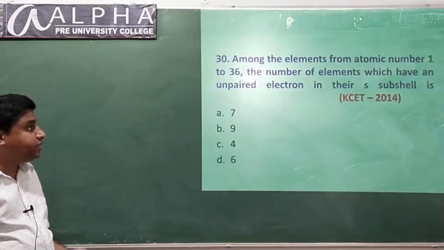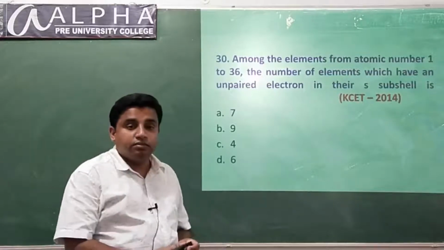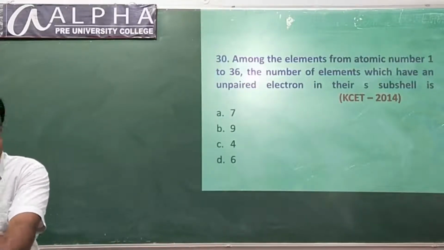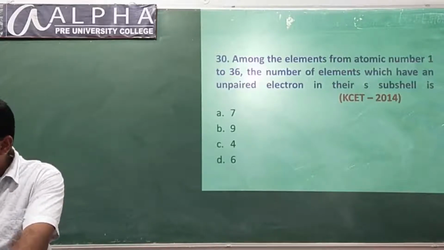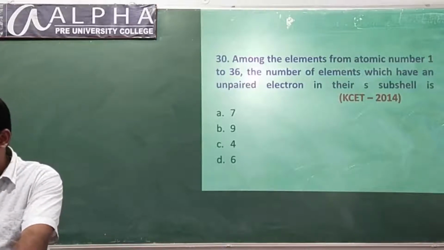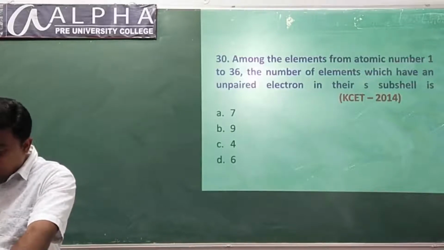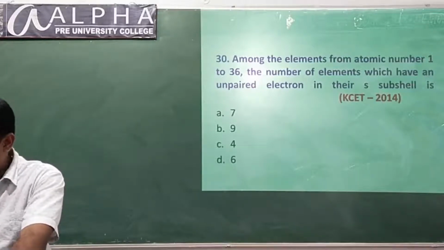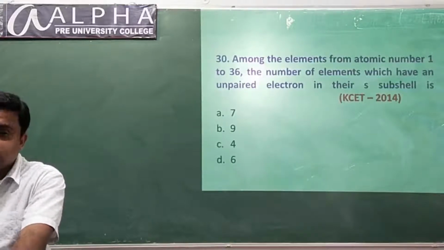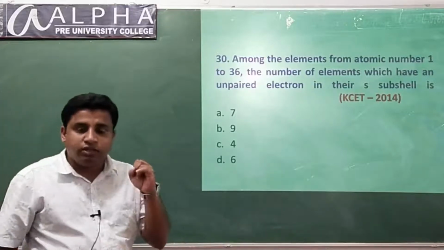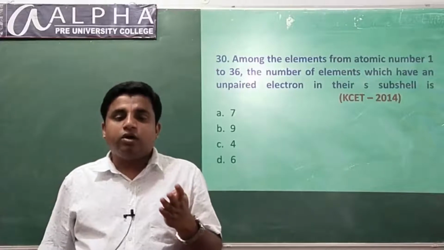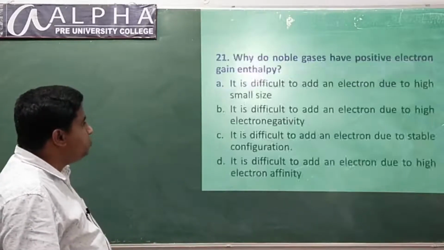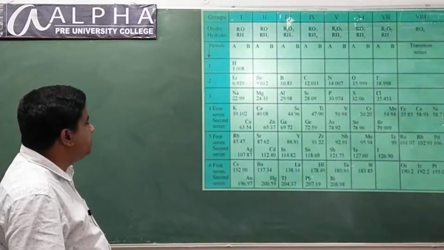This question has been asked in Karnataka CET 2014. See how simple it is. Among the elements from atomic number 1 to 36, the number of elements which have unpaired electrons in their s subshell is... The question is very clear. You have to consider the elements from atomic number 1 to 36. We have so many elements, say hydrogen, helium, lithium, beryllium, boron, carbon, nitrogen, oxygen, fluorine, neon. Let us use the periodic table for it, 1 to 36.